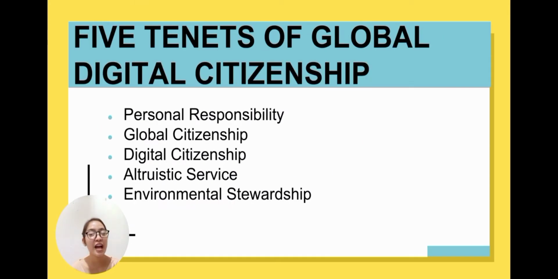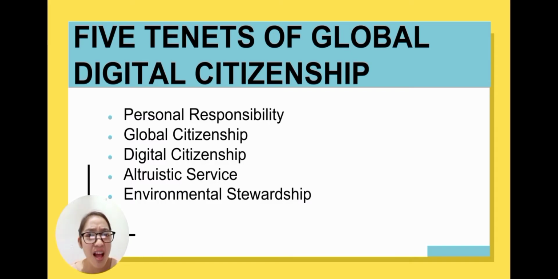We have here the 5 tenets of global digital citizenship. The first one is personal responsibility. Second, global citizenship. Third one, digital citizenship. Fourth one, altruistic service. And the last one, the fifth one, environmental stewardship. So first, we will talk about the personal responsibility.